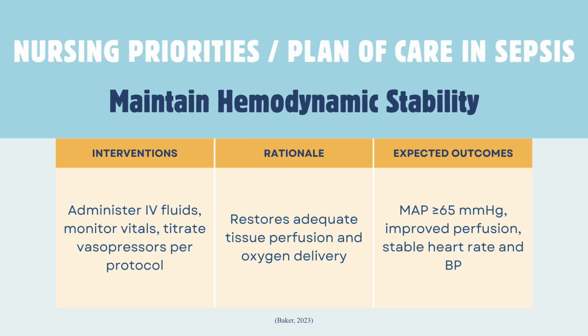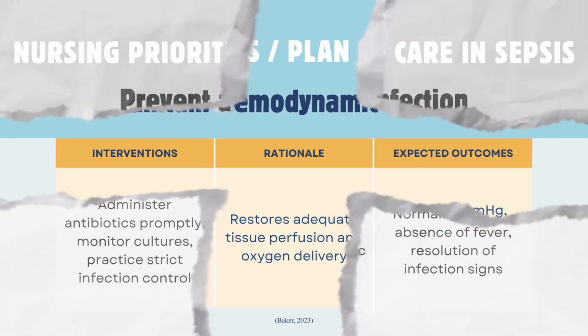In the nursing priorities and plan of care for sepsis, the first priority is maintaining hemodynamic stability. Interventions include administering IV fluids, closely monitoring vital signs, and titrating vasopressors per protocol. These actions work together to restore adequate tissue perfusion and improve oxygen delivery to vital organs. The expected outcomes are maintaining a mean arterial pressure of 65 millimeters of mercury or greater, improved tissue perfusion, and stabilization of heart rate and blood pressure.